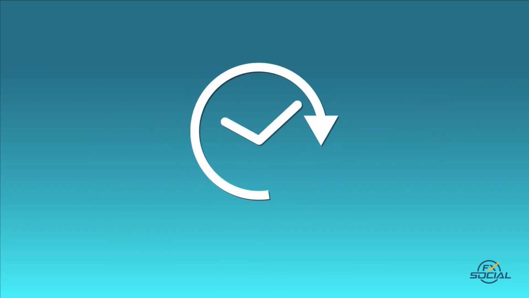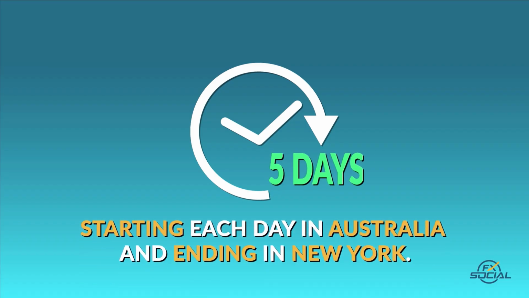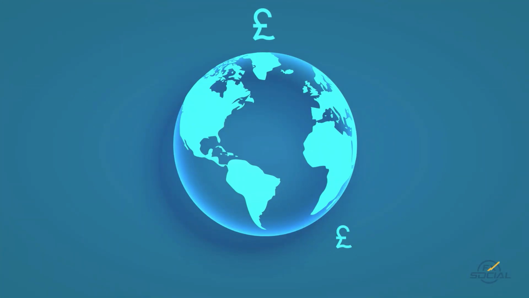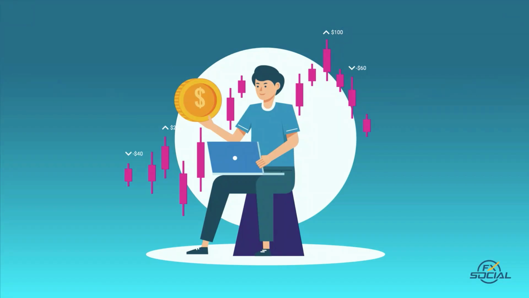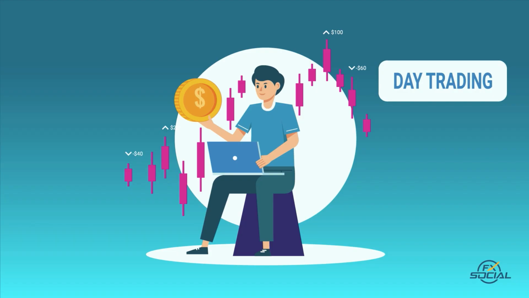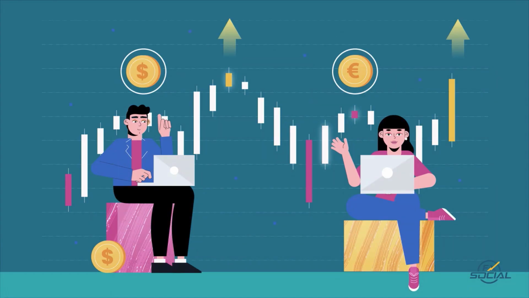The Forex market is traded 24 hours a day, 5 days a week, starting each day in Australia and ending in New York. The Forex market is the largest in terms of daily trading volume in the world and therefore offers the most liquidity. For traders, especially with limited funds, day trading or swing trading in small amounts is easier in the Forex market than in other markets. All of that has led Forex to become the favorite place for many traders.